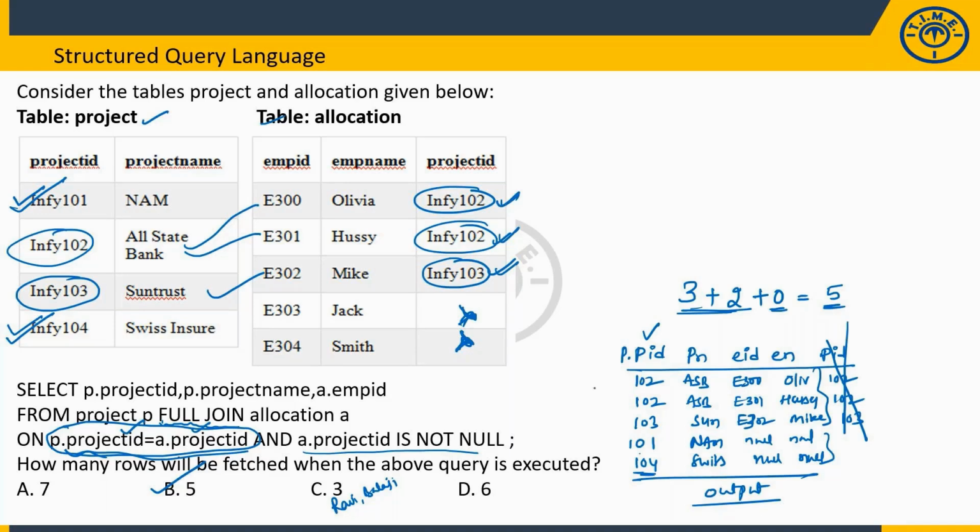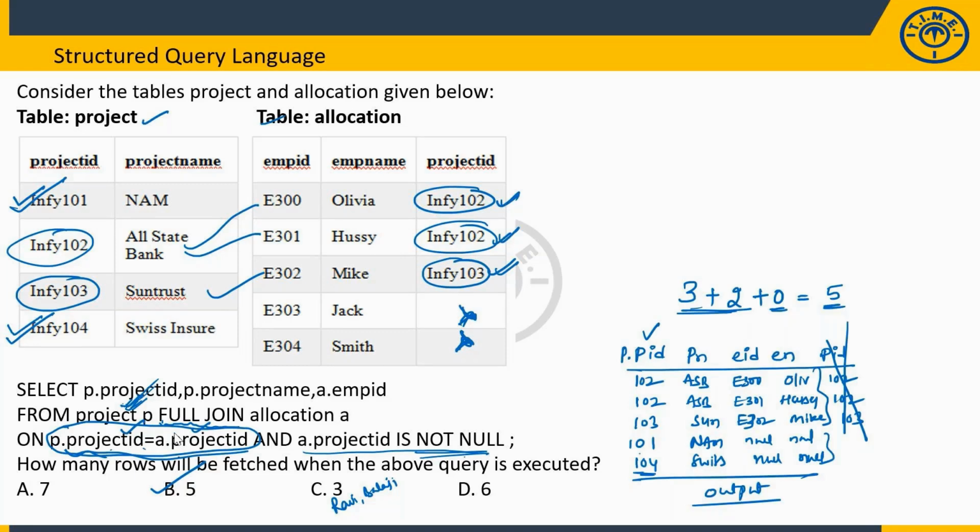In the left outer join, only the left side. What is the query? Project P full join allocation A. P is the left side table, allocation is the right side. Only non-matching in the left side I wanted, not non-matching in the right side. This matching is with respect to project ID and project ID. If the right side project ID is not null, it means you are selecting only the left side tuples in the output. This is another way of writing left outer join.